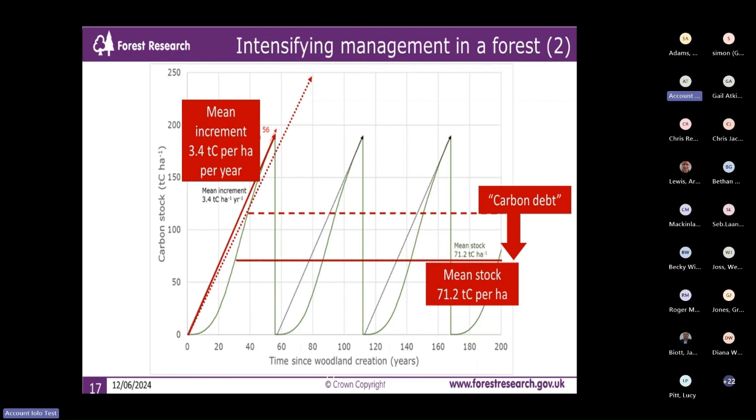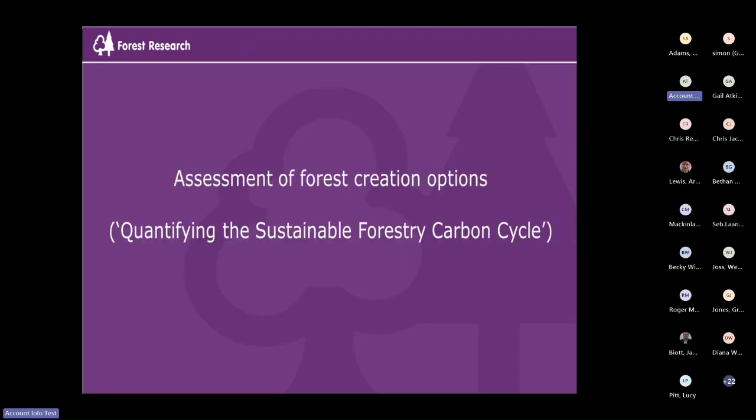But by definition, younger trees are smaller, so they contain less carbon per hectare. So what you have is a one-off debt that you have to pay to mobilize your woodlands and forests to create these products. And that's what you have to watch out for. We've been doing a lot of work on how to manage that sort of problem.